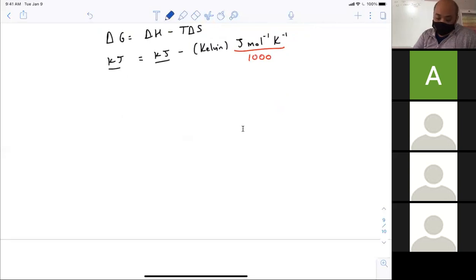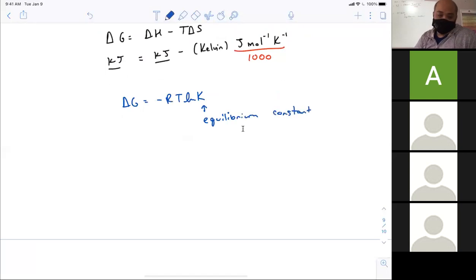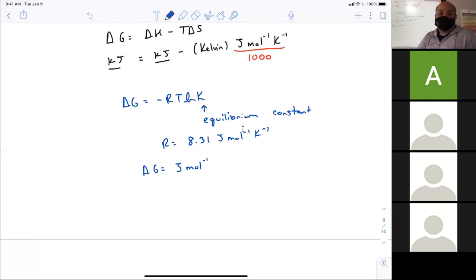Another delta G equation is negative RT ln K, which has to do with position of the equilibrium. Remember, K is the equilibrium constant. Okay. And R is 8.31 joules per mole Kelvin. So therefore, in this scenario, delta G ends up being in joules per mole instead of kilojoules per mole. So again, paying attention to units and making sure that you get the units right for the question that the IB is asking.